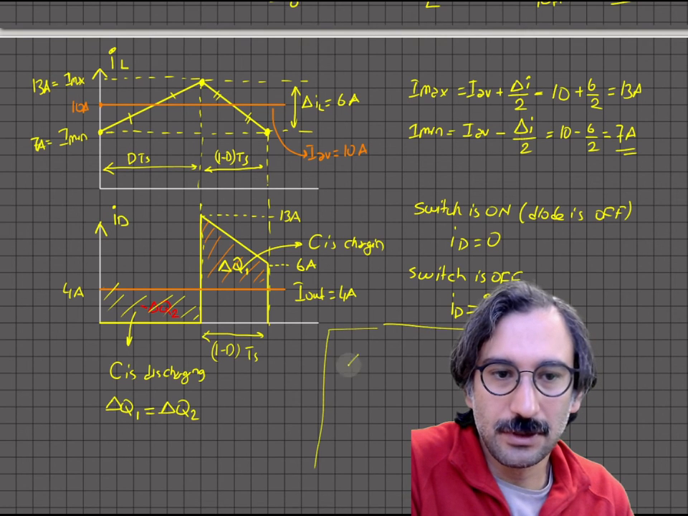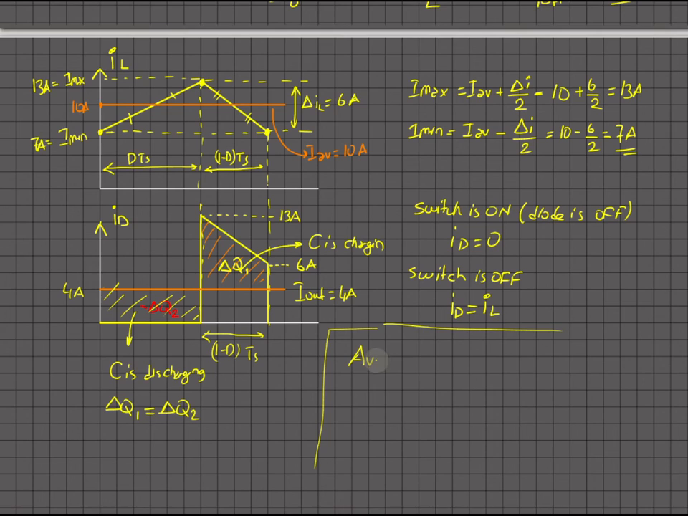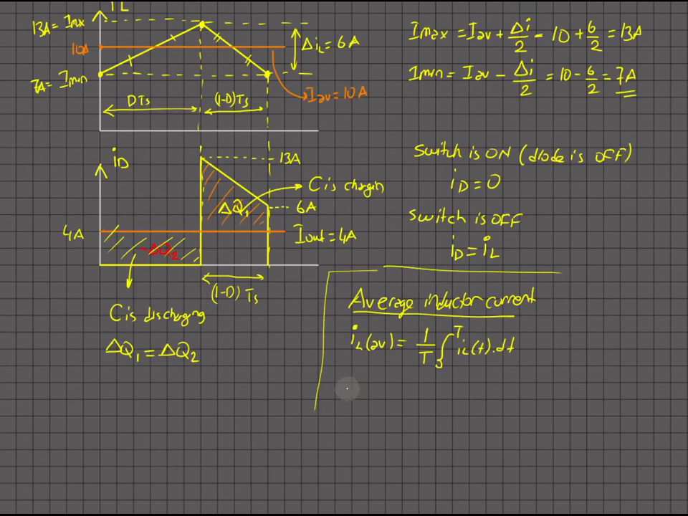Okay, so let's double check. Let me get it off here. So average inductor current: IL average is equal to 1 over TS, integral from 0 to TS of IL dt. So we can calculate the area under that shape, and divide by TS. All right. So let's try to calculate that one.